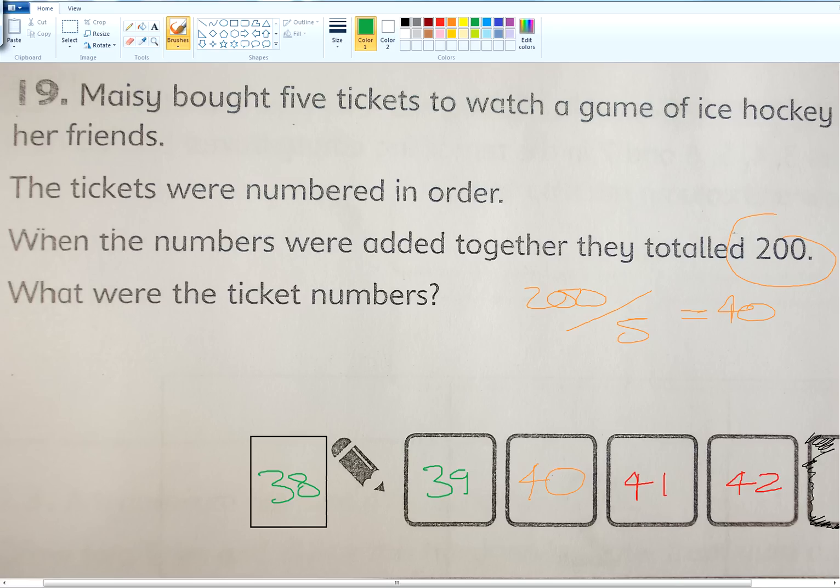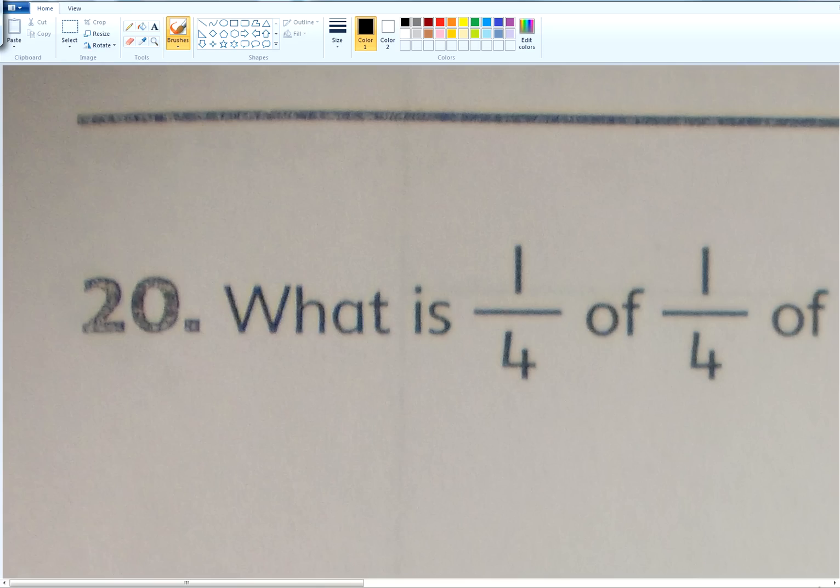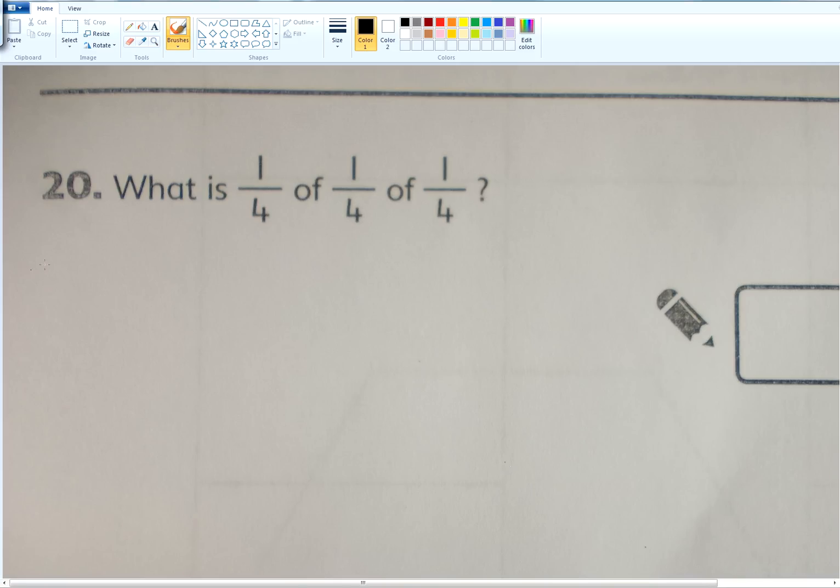We're adding further delay. There we go. What is 1/4 of 1/4 of 1/4? Now, we should all know that the word "of" mathematically means times. So you change that "of" into times. 1/4 times 1/4 times 1/4 will give you what? Same as 1 times 1 times 1 on the top, and 4 times 4 on the bottom.